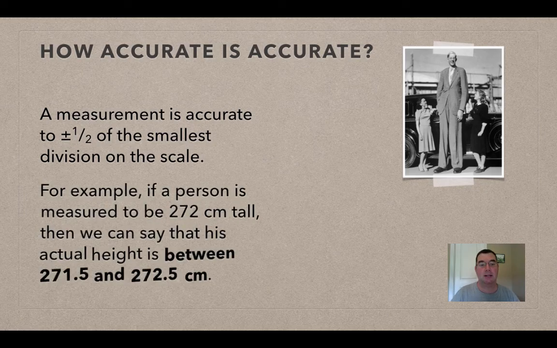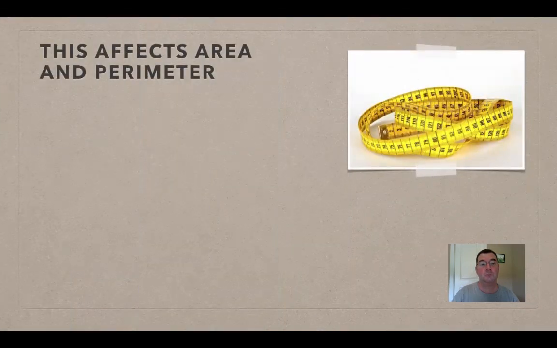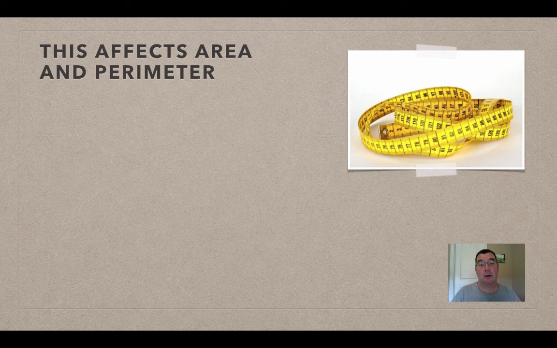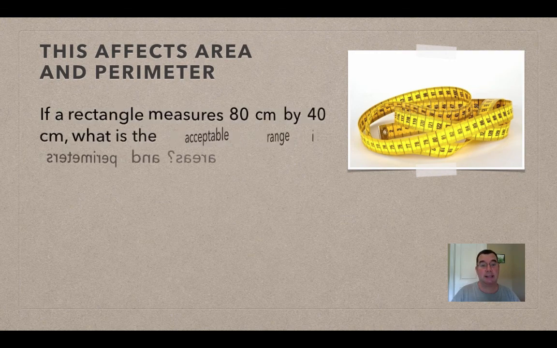on the scale. So for example, if I measured a person's height and they were said to be 272 centimeters tall, I know that in actuality he could be anywhere from 271.5 to 272.5 centimeters tall. All right, now what effect does this have on area and perimeter if I'm measuring a length and a width? Well, let's look at an example.